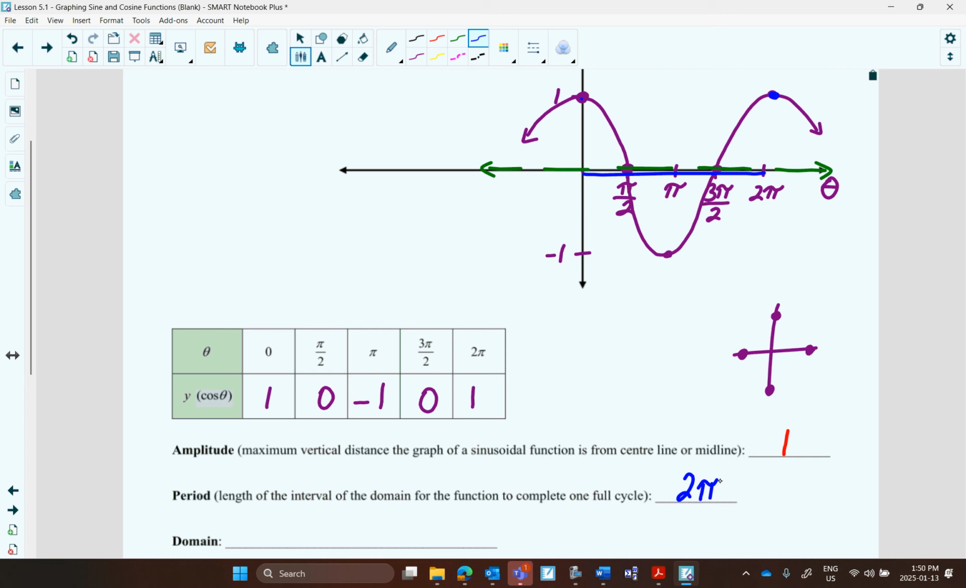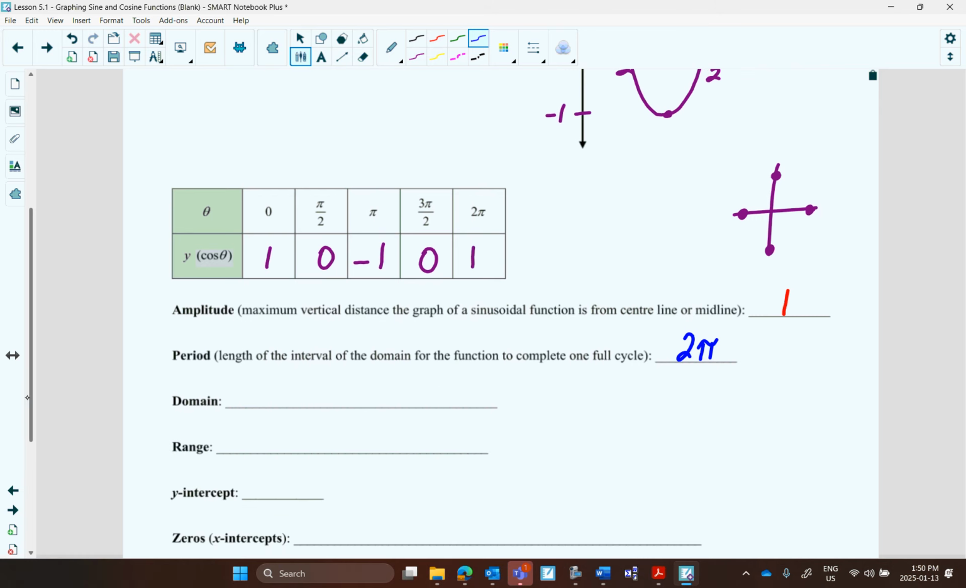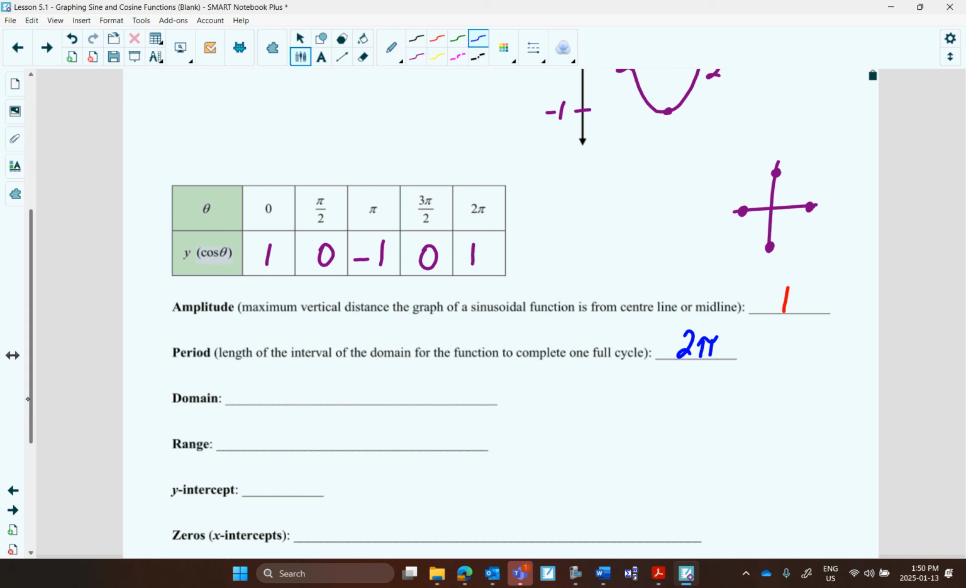Domain and range, same thing as sine theta. So the domain is everything. It goes to the left and right forever. For theta is an element of all real numbers. And the range, lowest -1, highest 1. For y is greater than or equal to -1, but less than or equal to 1. The y-intercept is different. What's the y-intercept? 1.